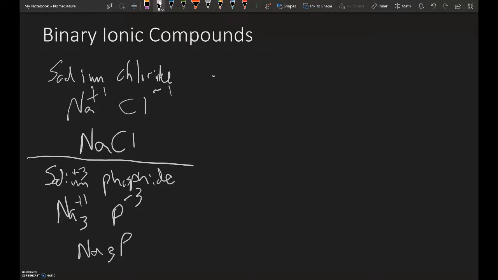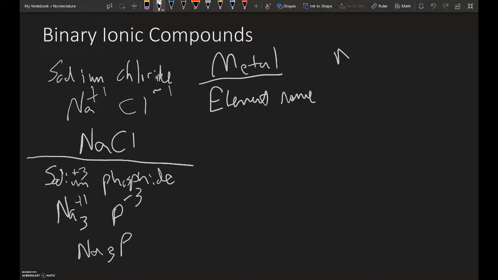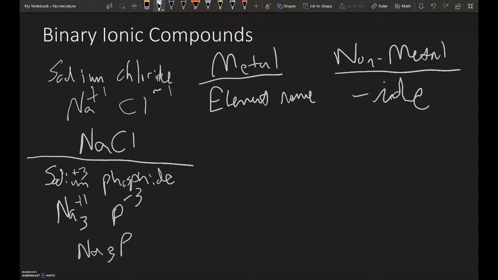So the metal is always going to use the element's name. The nonmetal will also use the element's name, but there's a difference here: you're going to use IDE for the ending of the nonmetal. And that will go for pretty much any nonmetal that you come into, especially with a binary compound.